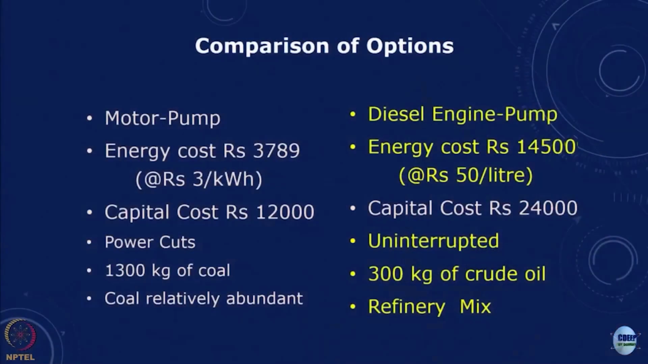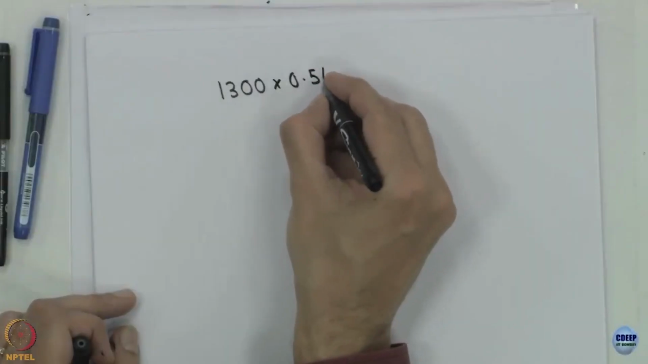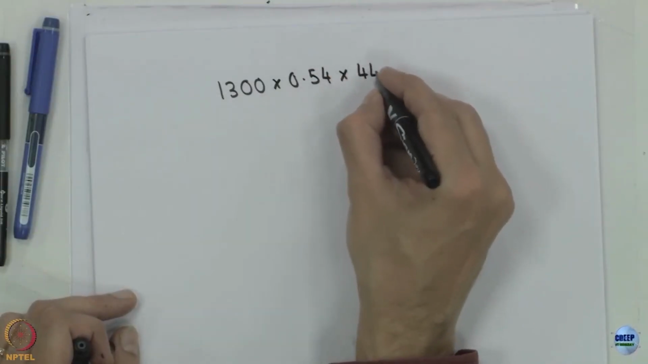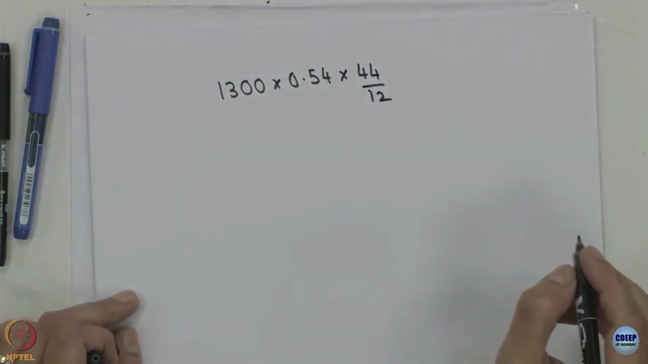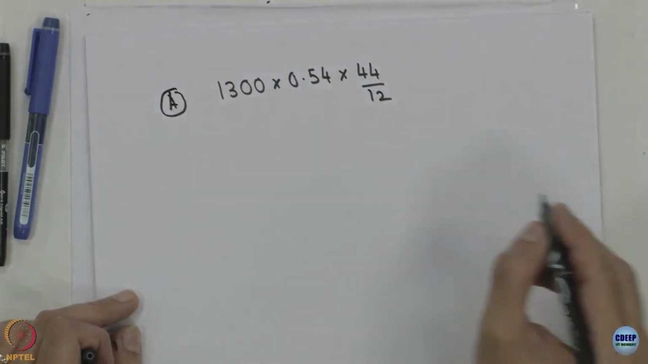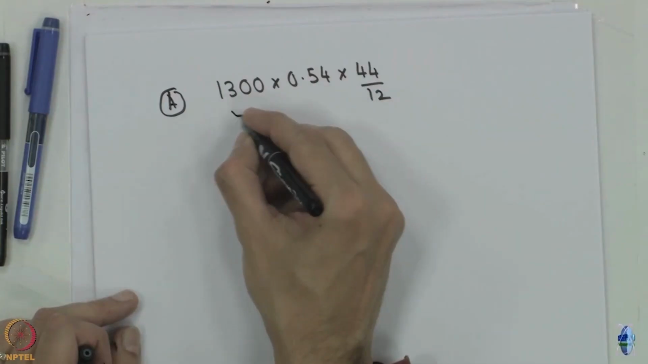The one last thing that we would like to see on this example is what about the CO2? Suppose we are saying 1300 kgs of coal which we are using, we can take this as, let's say, 54% carbon into 44 by 12. This will give us annually the total amount of CO2 in option A. So these are simple calculations which we should be able to do.